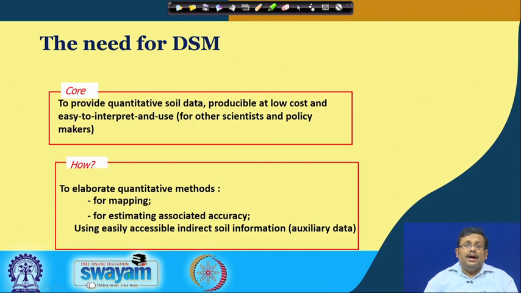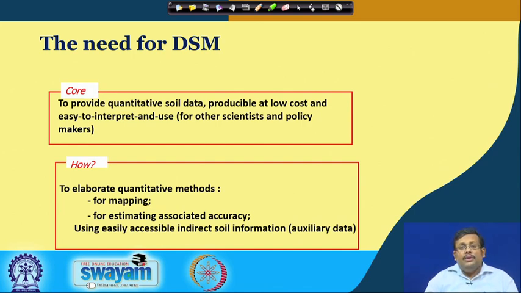So, basically the need for DSM is divided into, if we want to know what is the need of DSM, obviously the core need for DSM is to provide quantitative soil data, producible at a low cost and easy to interpret and use for other scientists and policymakers, because policymakers need this type of data for effective management of natural resources, and only digital soil mapping has the capability to produce, compile and map the soil resources using this DSM technology.